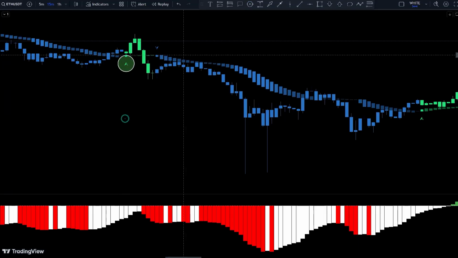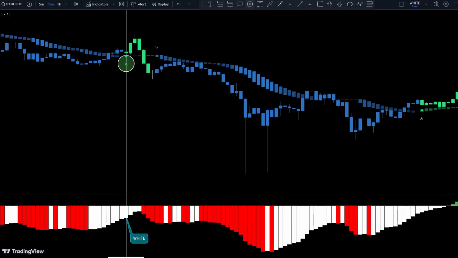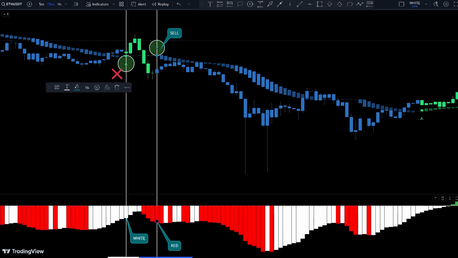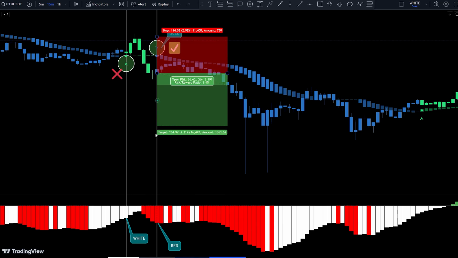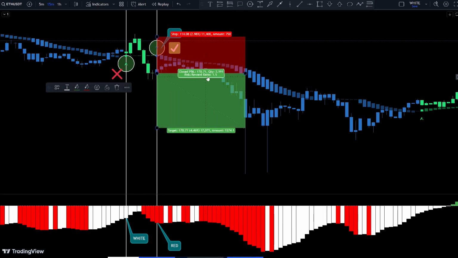And when it comes to selling, the rules are basically the flip side of the buying rules we talked about earlier. So instead of looking for a green column in the MACD histogram to confirm a buy signal, you'll want to keep an eye out for those red columns that tell you it might be a good time to sell.